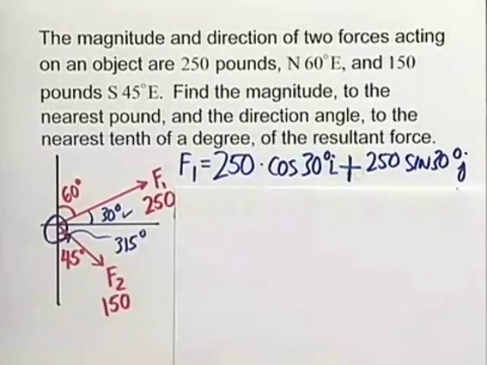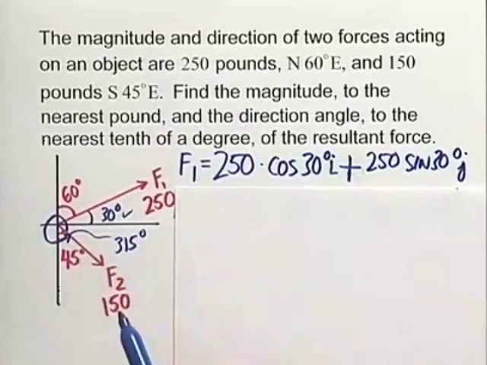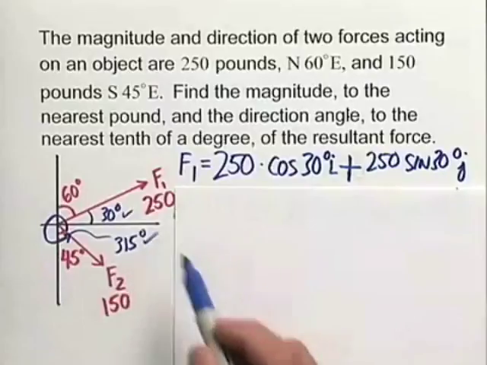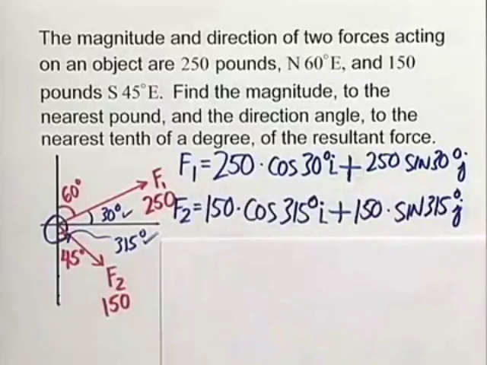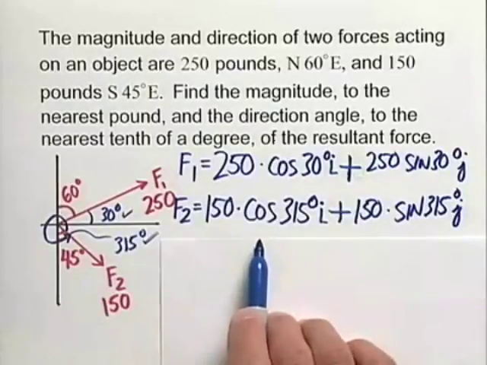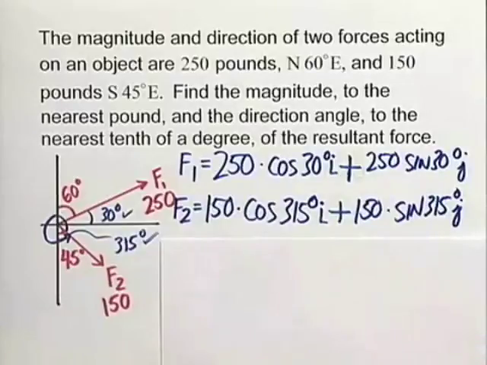Now let's look at our second force. It's not as large, so the arrow is shorter. It's 150 pounds in the direction of south 45 degrees east. Now if we look at that as an angle between 0 and 360, that is 315 degrees. And we will use that to write this force as a vector, of the form 150 times the cosine of 315 degrees i plus 150 times the sine of 315 degrees j. So we have our vector 1 and vector 2 for our respective forces.